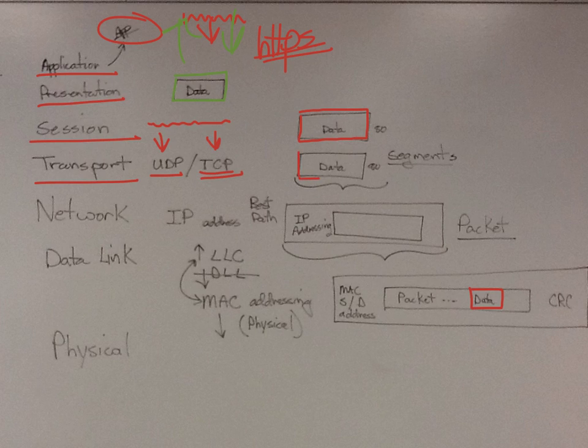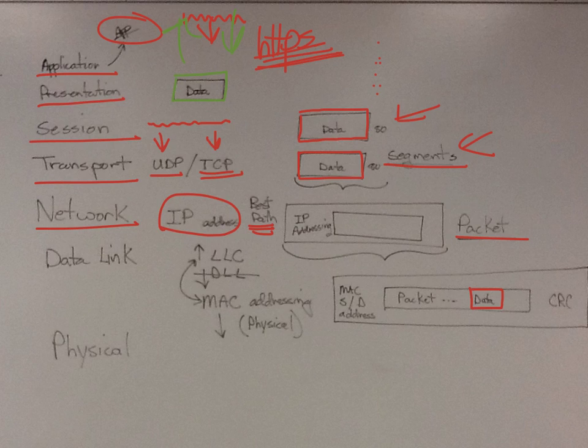Alright, so now this data, if it's too big, like a big HTML file, we'll split it into segments. Here's a segment, however many we need, we'll split it all up into those segments and then send each one of those segments down to the network layer, in which we're going to put on an IP address. And the IP address is going to help us pick the best path. And here we call it a packet.